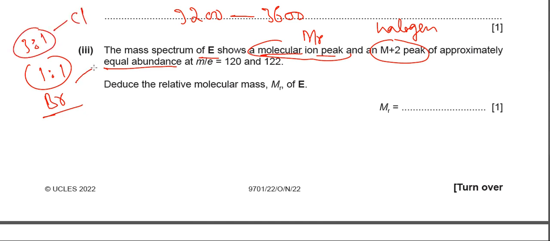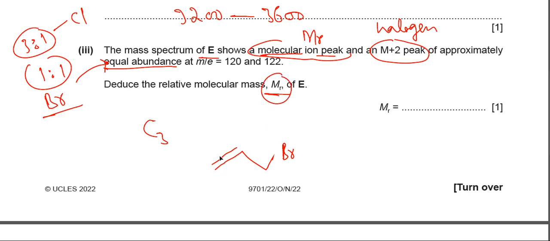So as it is clearly mentioned, the abundance is approximately 1, then we can say it is bromine. Deduce the relative molecular mass of E. As we know from the start, there are 3 carbon atoms, and as it is an alkene, it should be propene, like this. There is 1 bromine atom, so we can place it at any position, as we are just finding the MR.